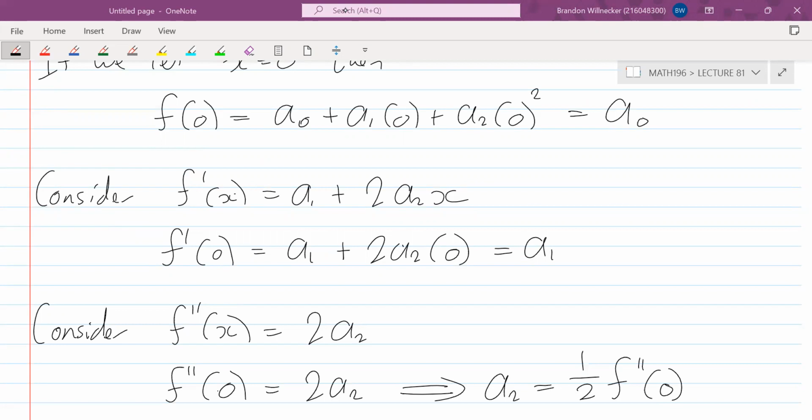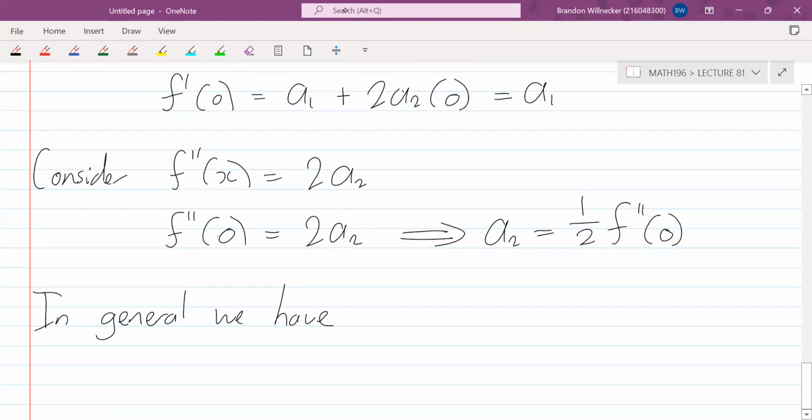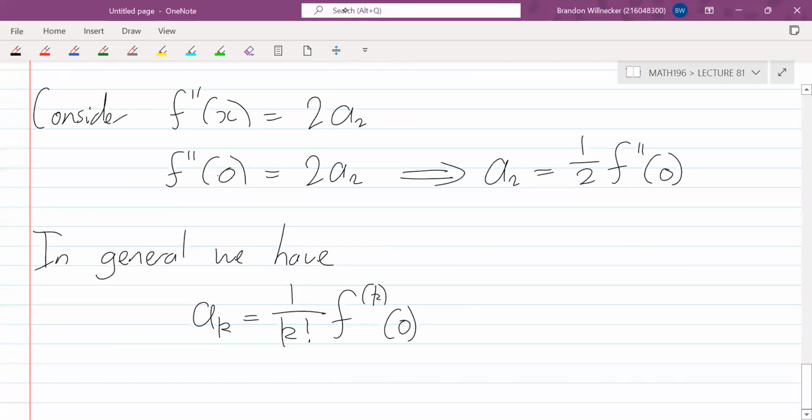So we have A0, A1, A2. We can find the next one by taking an appropriate number of derivatives and then setting the derivative equal to 0. In fact, there is a general way of finding the kth term if you repeat this procedure. So in general, we have that Ak, the kth one, is going to be 1 over k factorial times the kth derivative evaluated at 0. Okay, so why are we dividing by k factorial?